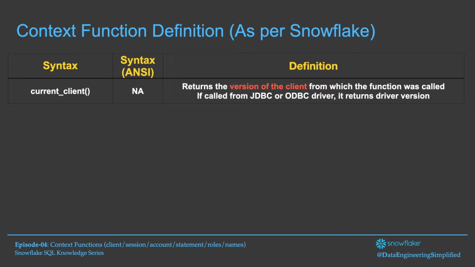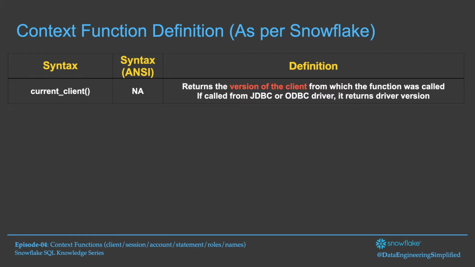So how is it going to be useful for a developer or for the data team? You might be connecting to Snowflake through Power BI or Tableau or any other mechanism, and internally they use some kind of connector or a JDBC connector. If a particular function is deprecated over a period of time and that driver is not upgraded, it may not be supported. And to debug that, you may have to use this current client function to understand which version is being used.